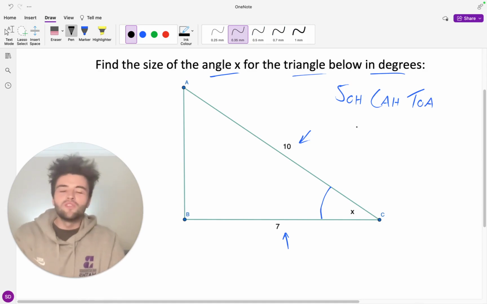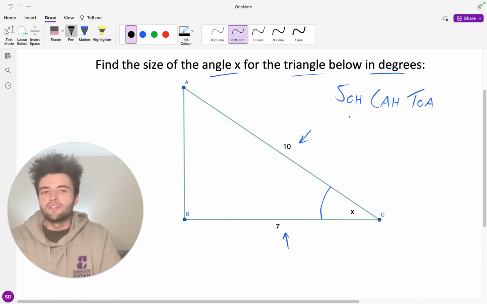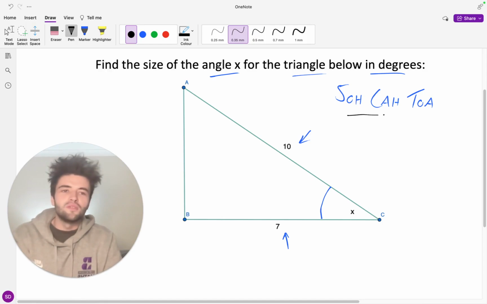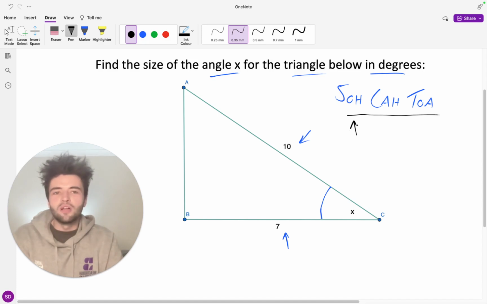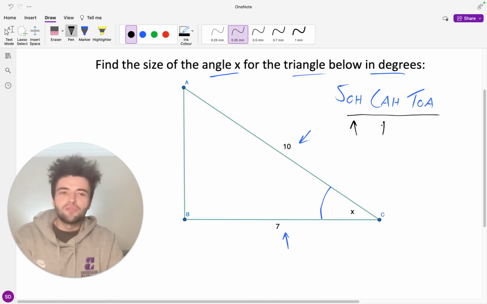As always in these videos, I basically go back to SOHCAHTOA, which is a word you can use to remember your trig identities. So sine is going to be the opposite over the hypotenuse, cos is going to be the adjacent over the hypotenuse, and tan is going to be the opposite over the adjacent.